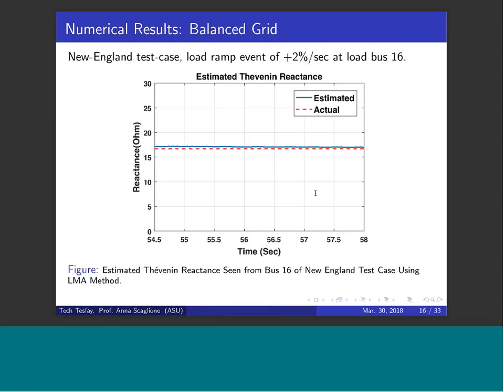And for the balanced case, what we did is we used the 39-bus New England test case, and we created the dynamics by ramping the load at bus 16 by a 2% per second increase. And here we plot the estimated and the actual measurements, and we can see that the estimated measurement closely follows the actual estimates of the Thevenin impedance.